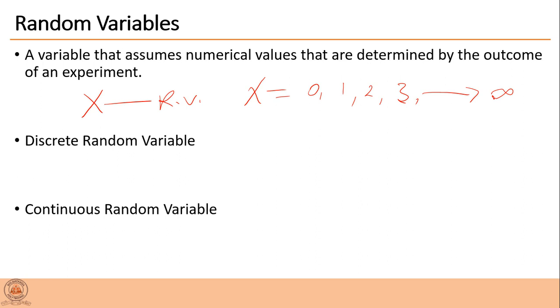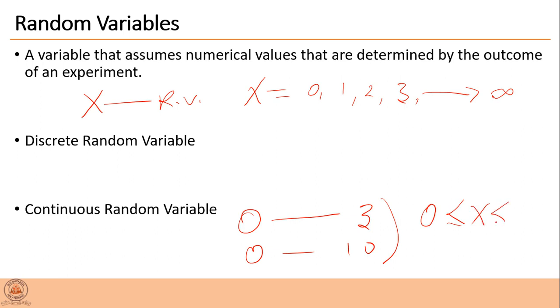Now to talk about a continuous random variable, it has to take a range of numbers. Let's say from 0 to 3, or a range from 0 to 10. We can denote the range like, say, x is between 0 and 3. With this particular one, we can't count all the numbers. It is impossible to count every single distinct number within this range. That is what we call the continuous random variable.